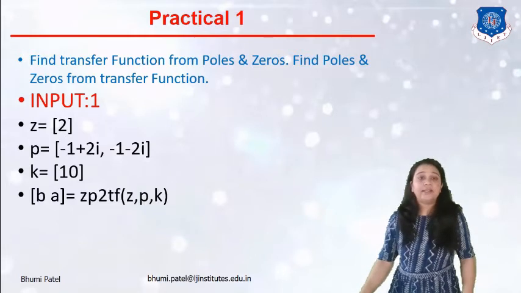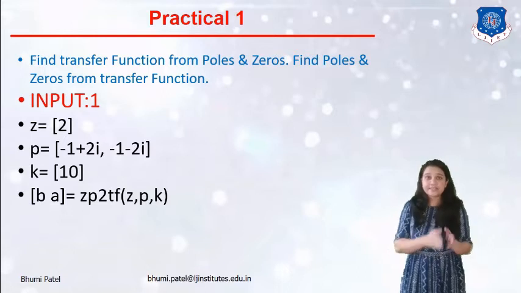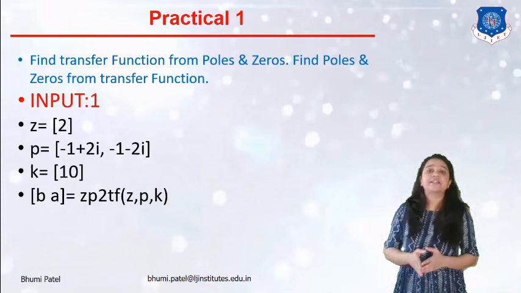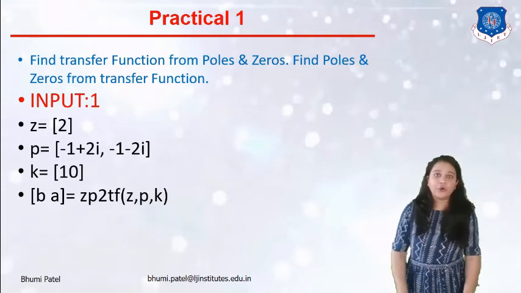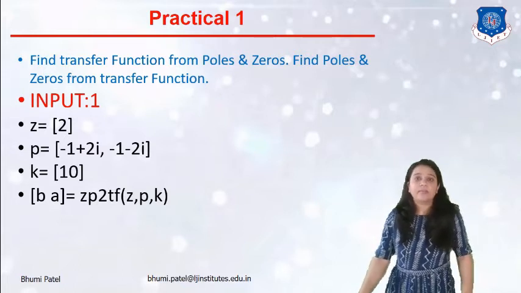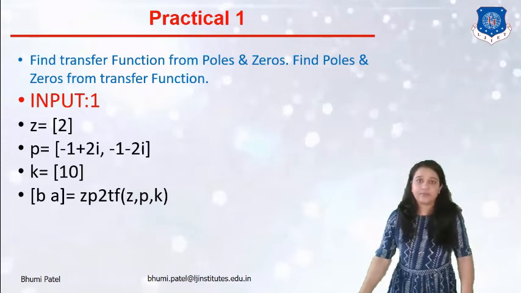Okay. Now we have to find the transfer function using the value of pole sign 0. So the command is BA equal to ZP, that means zero pole, to TF, that means transfer function, and in the small bracket the value of zero, pole and the gain. Whenever we write this command in MATLAB, we get the transfer function of this system.